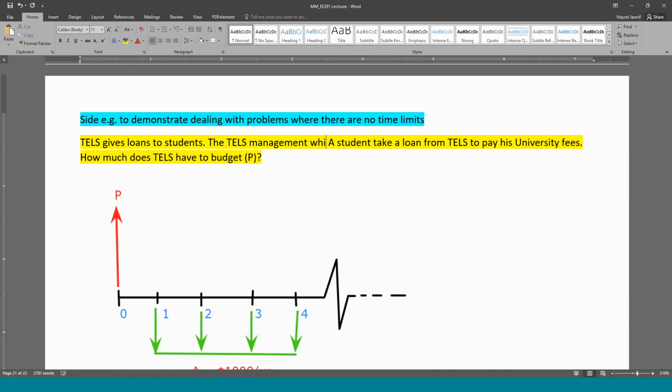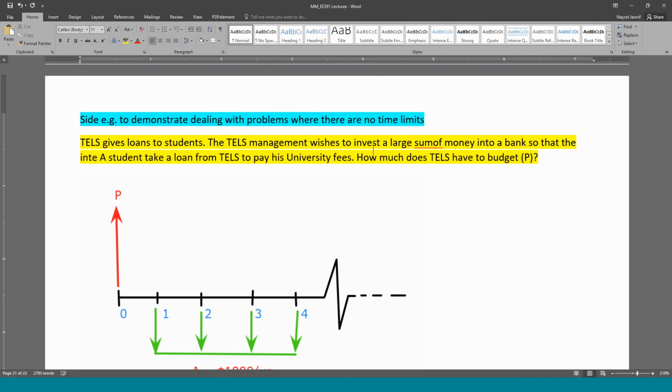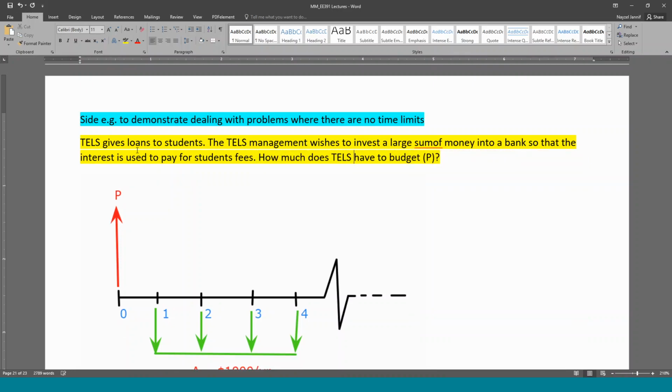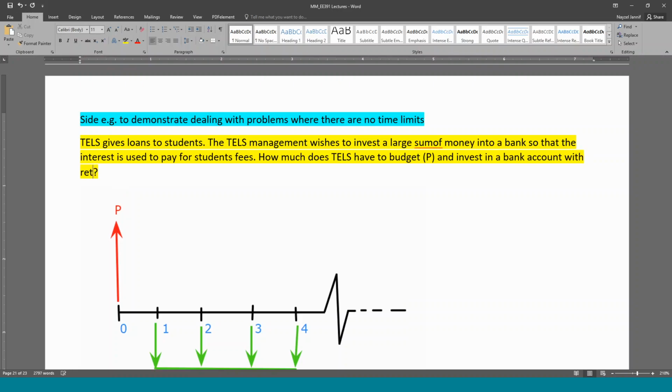TELS management wishes to invest a large sum of money into a bank so that the interest is used to pay for students' fees. All right. How much does TELS have to budget and invest in a bank account with returns of 10% per year?